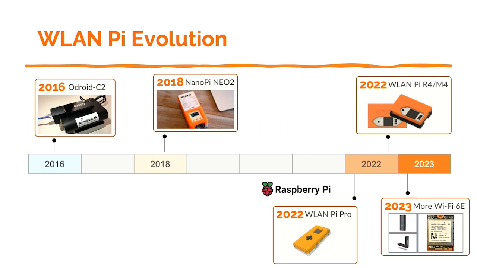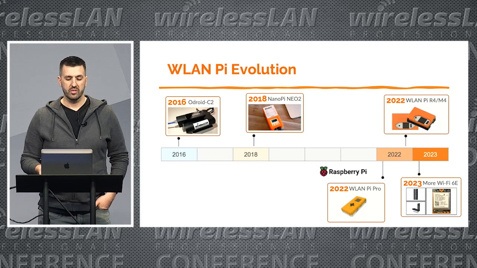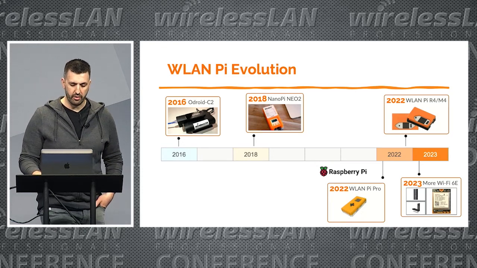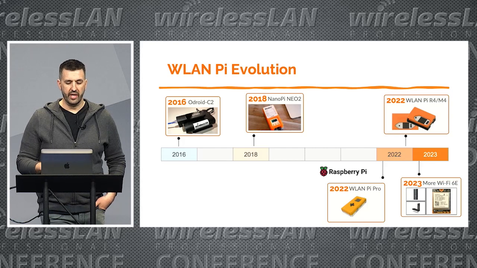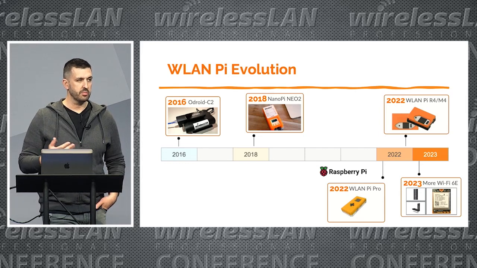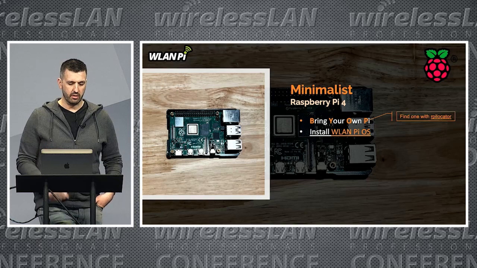And then you fast forward to 2022. That's where we announced at WLPC in Prague the M4 and R4 units, which I'm going to be diving into some more here. But we've also continued on the whole Wi-Fi 6E trend, adding more and more support as more Wi-Fi 6E clients and adapters become available with USB and PCIe, so we have more flexibility than just a single radio.